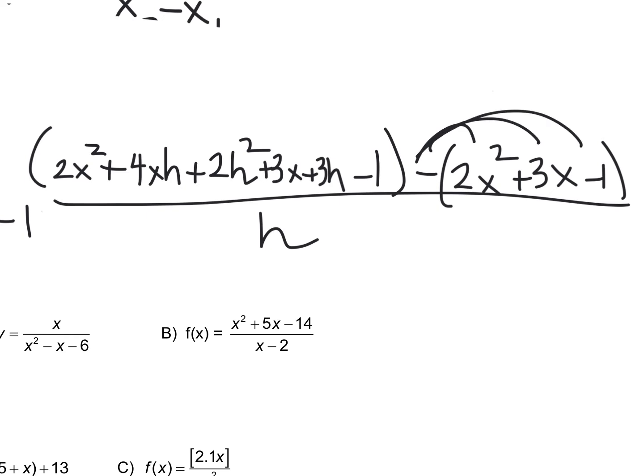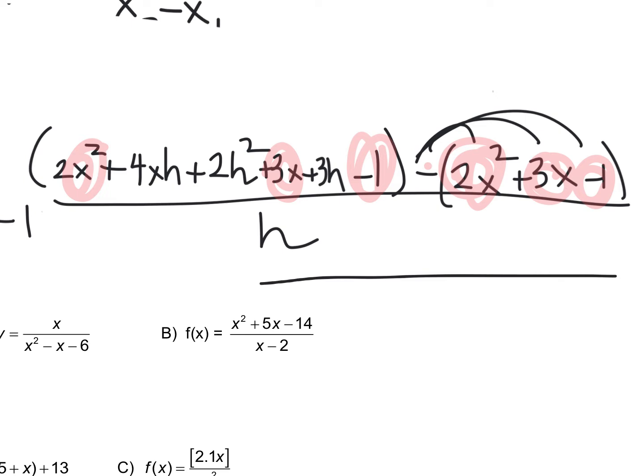I don't think we need to rewrite. I think we can see the canceling of terms. So we have like terms, we have 2x squared with a negative 2x squared, so that goes to 0. We have a 3x with a minus 3x, right, because the negatives, and then -1 minus -1, those all go away. So now we have, it's all divided by h. We have a 4xh left over.